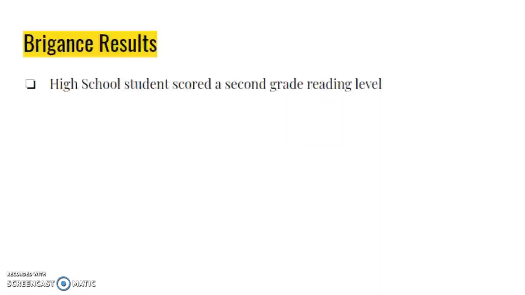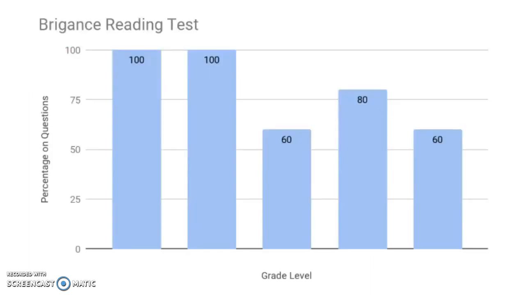So after doing the Brigance reading test on one of the students in my placement class, I'm in a high school class, and she actually scored a 2nd grade reading level. Here's an exact graph of her score. So this first column here where she got a 100% was the primer level. Here is the lower 1st grade level. She also got 100%. Now right here is the upper 1st grade level, and she got a 60%.